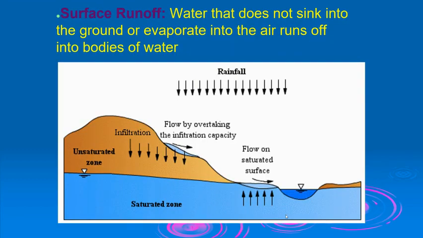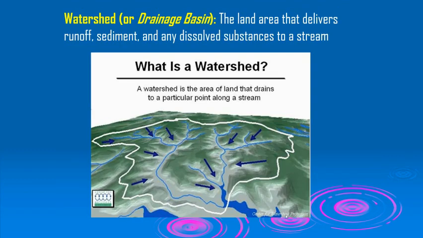Surface runoff is when water does not infiltrate into the ground or evaporate into the air, then it runs into bodies of water. Watersheds are also called drainage basins. This is a land area that delivers runoff, sediment, and any dissolved substances into a stream. Like I said, we're going to do a whole section on watersheds. That's going to be 4.6.